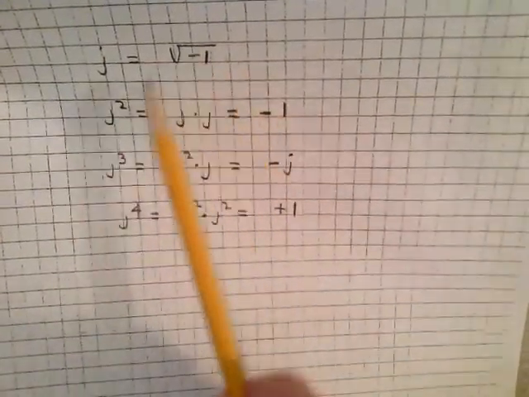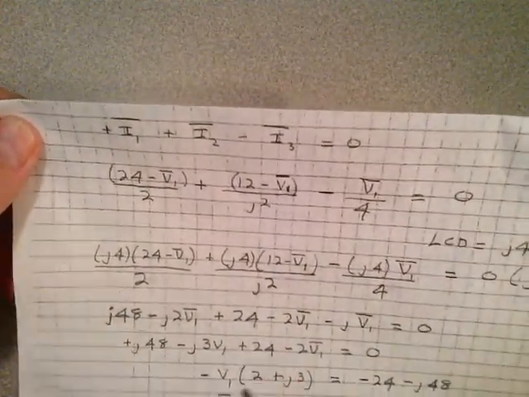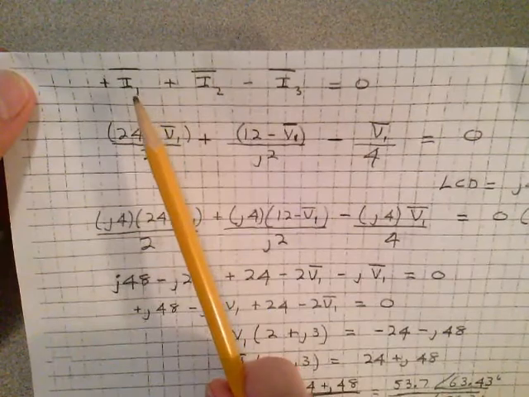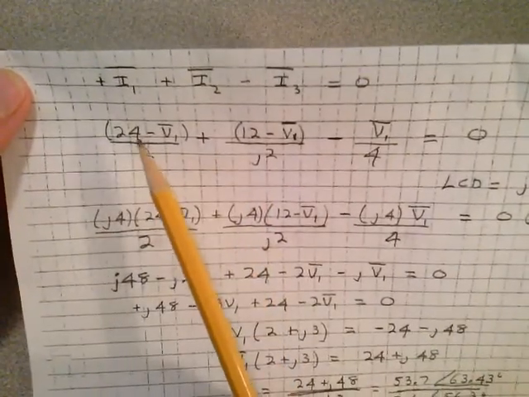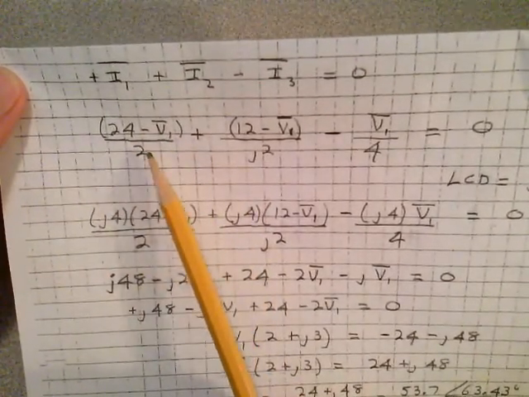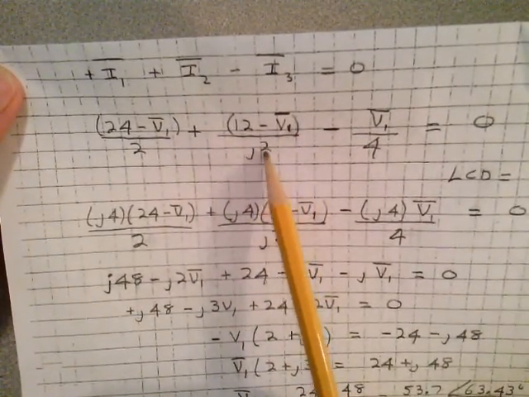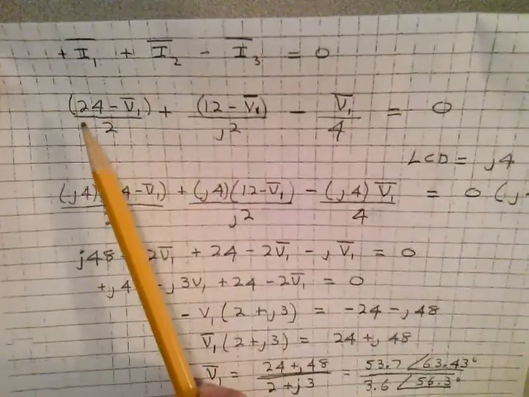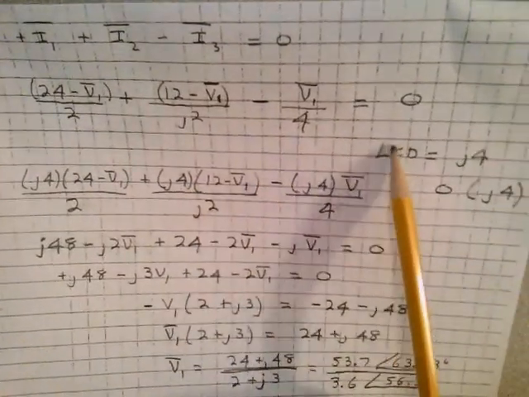So we're going to use some of these in the mathematics, and what I mean by that is, let's say as an example, you were doing a nodal analysis problem, which you will be doing, incidentally, coming up in the next lecture, where you're going to have your first level equation looking like this: I1 plus I2 minus I3 equals 0. When you go to your second level equation, let's say you got 24 minus V1 over 2, plus the quantity 12 minus V1 over J2, and that's not J squared, it's J2, minus V1 over 4 equals 0. And how could we, rather than converting everything here to polar just to divide those out, find a least common denominator here?